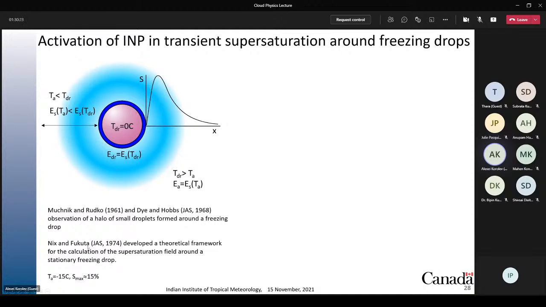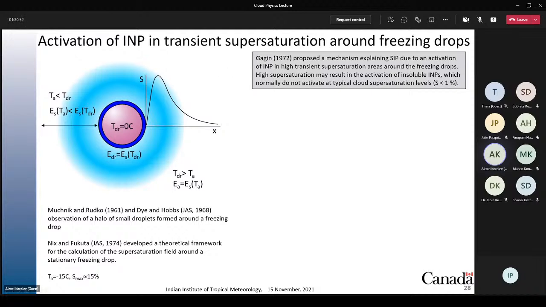The theoretical framework was developed by Nix and Fukuta for spherical droplets. For example, at minus 15 degrees C, they found that maximum supersaturation will go up to 15%. That's a huge supersaturation, which may activate lots of tiny droplets. And Gagin in '72 proposed that this region of high supersaturation may result in activation of INPs which were not activated at lower supersaturation. So basically, along with the liquid droplets, they may also activate INPs.